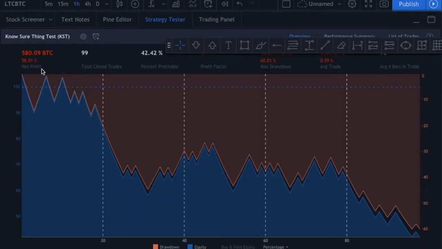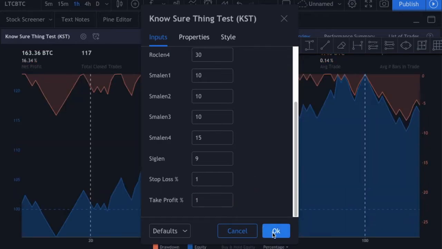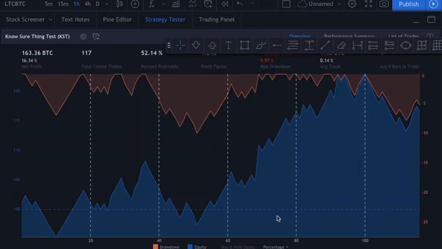With a 5% stop loss, 5% take profit, we're down 58%, which is actually our best strategy so far. Obviously still not what we're looking for. We want something in profit. So let's see what happens with the immediate return, if this was a stop loss of 1% or take profit of 1%. And finally, we have a positive strategy.